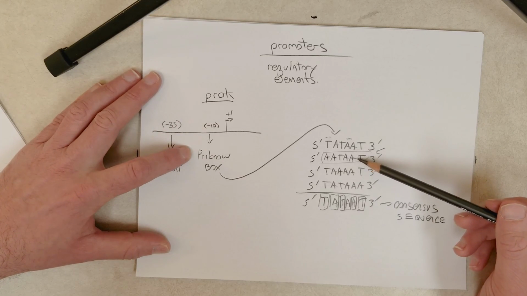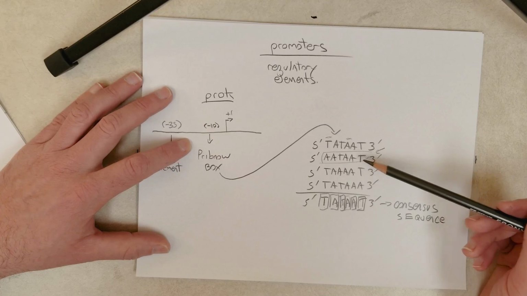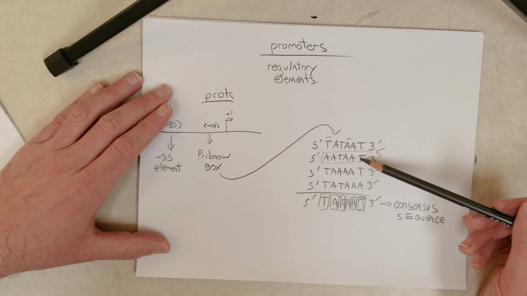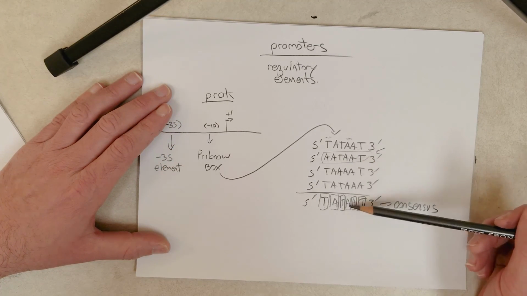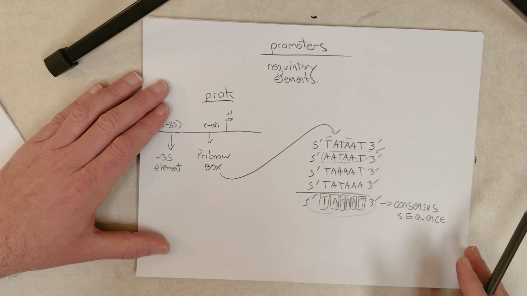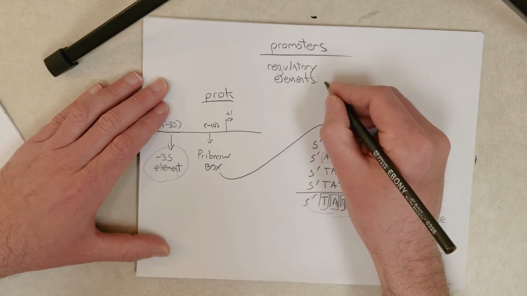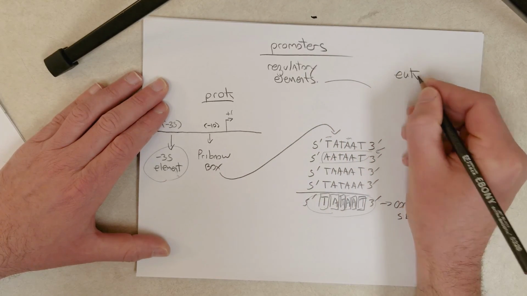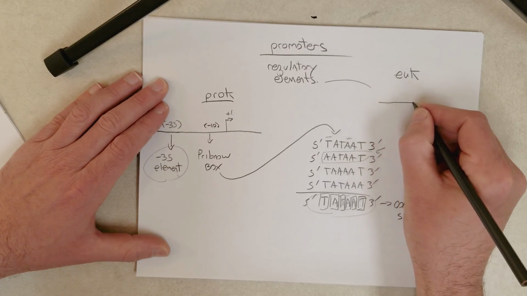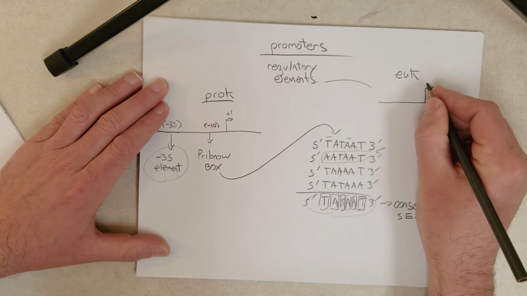Well, the Pribnow box is a regulatory element, so whatever recognizes it may bind it less well, and maybe RNA polymerase won't bind that promoter so well, and you'll get less transcription of a gene with this sequence at the Pribnow box than, say, the consensus sequence. Ideally, the consensus sequence is the one that is best recognized by the protein. And so the -35 element has a different consensus sequence. And in eukaryotes, we'll just look at one consensus sequence. Let's call this the +1.